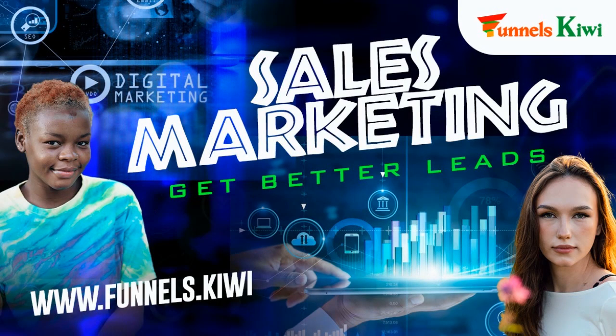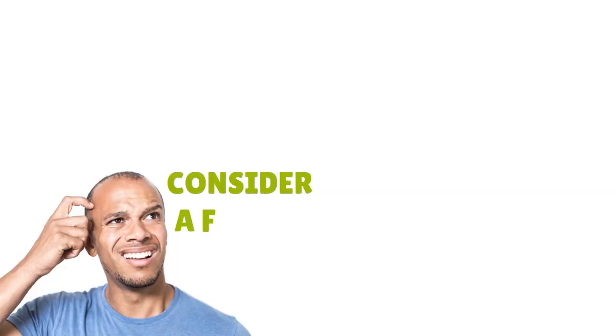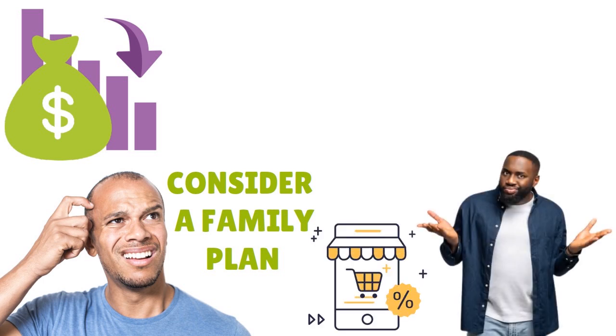So if you want to lower your cell phone bill, you need to consider a family plan. A family plan can help you big time. The reason is that a family cell phone plan can be a cost-effective and convenient option if you have multiple lines and can benefit from bundled discounts. That's what you actually want. You want to have bundled discounts.